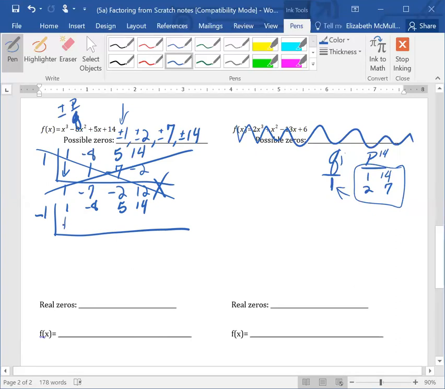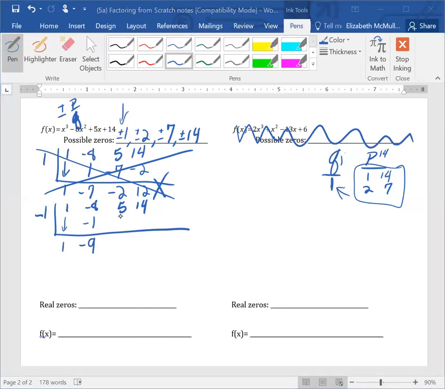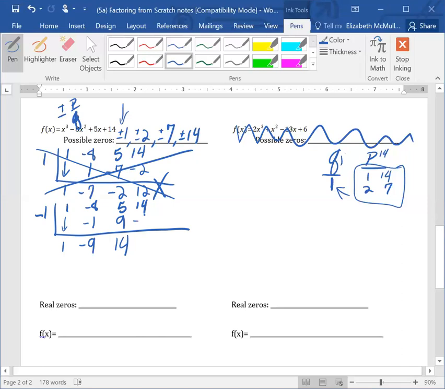All right, so bring down my 1. 1 times -1 is -1. -8 plus -1 gives me -9. -9 times -1 is a +9. 9 plus 5 is 14. 14 times -1 is -14. Hey, here we go. 14 minus 14 is 0. Woo! So we found ourselves a factor.